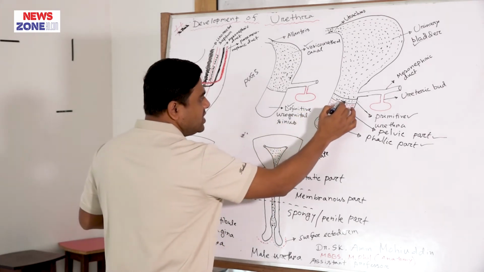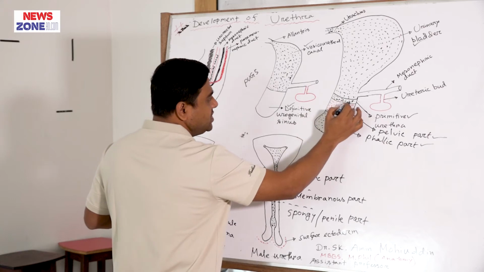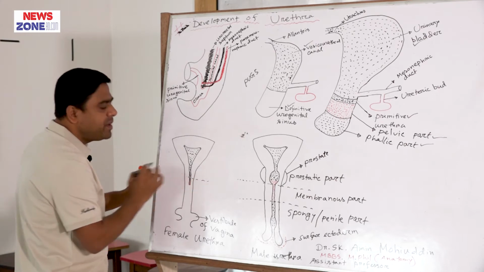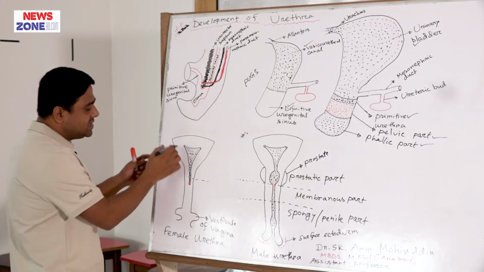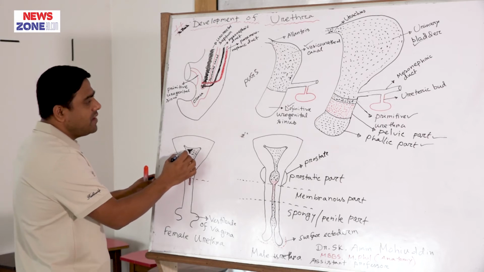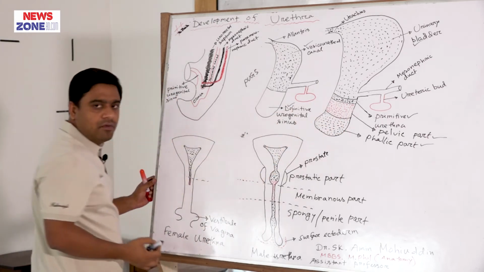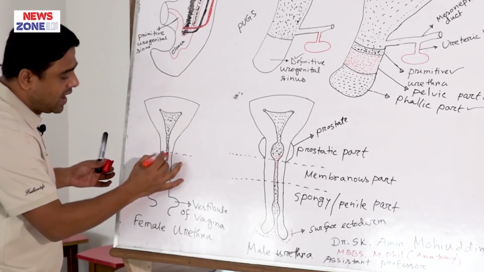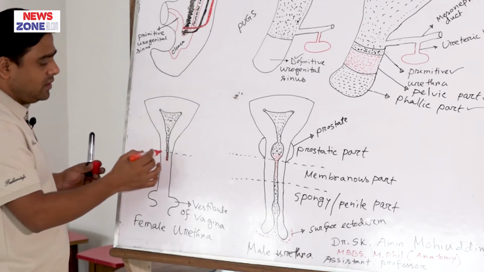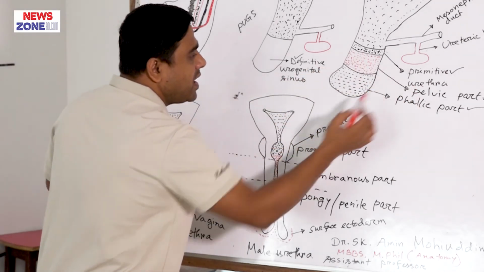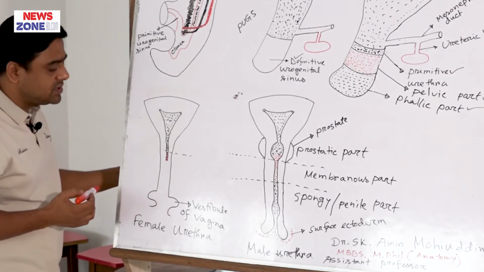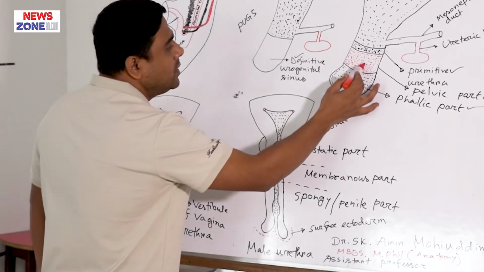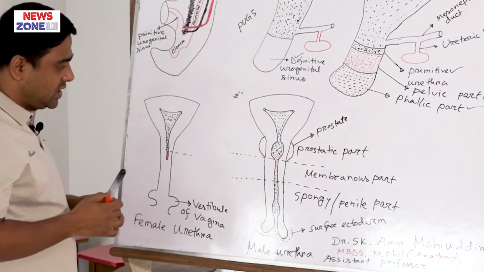Primitive urethra, here I represent it with a black dot. So, this black dot is the primitive urethra, and maximum portion of the female urethra is derived from the primitive urethra. And the terminal portion of the female urethra, here I represent it with a red dot. That red dot is the pelvic part of the definitive urogenital sinus. So, the terminal part of the female urethra is derived from the pelvic part of the definitive urogenital sinus.